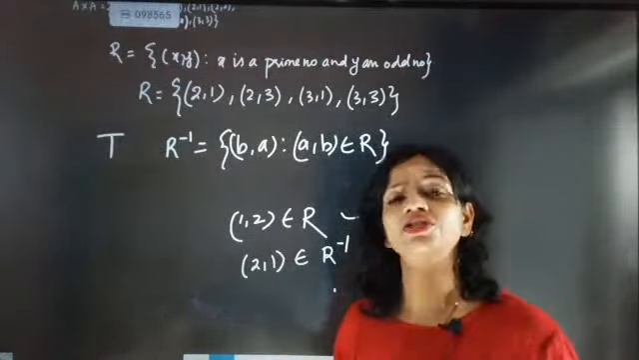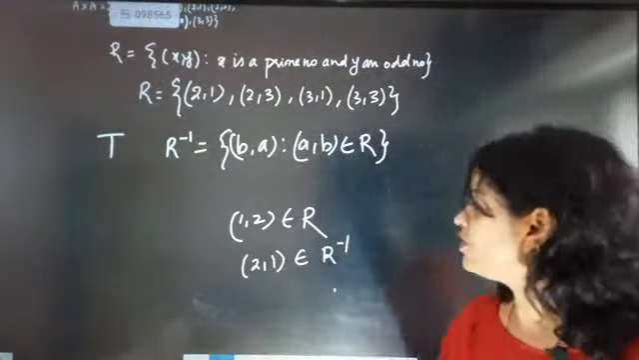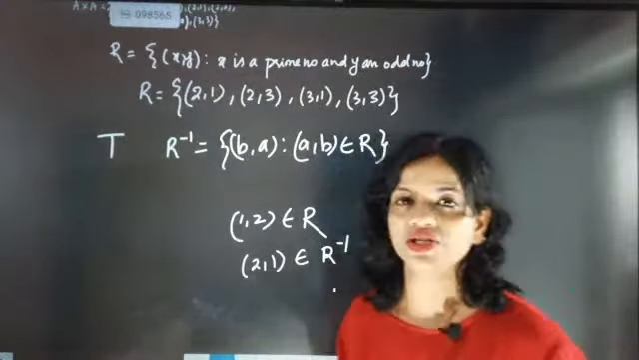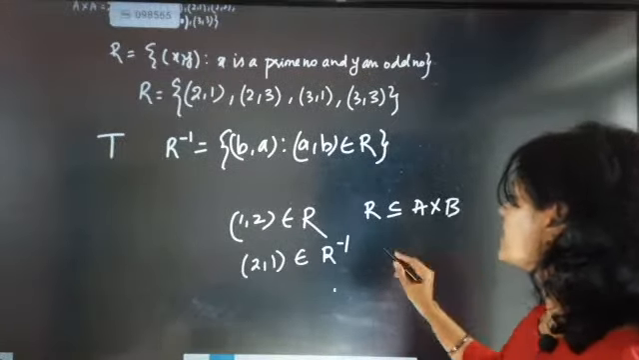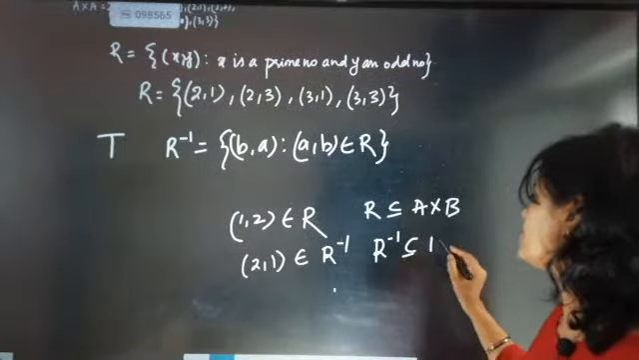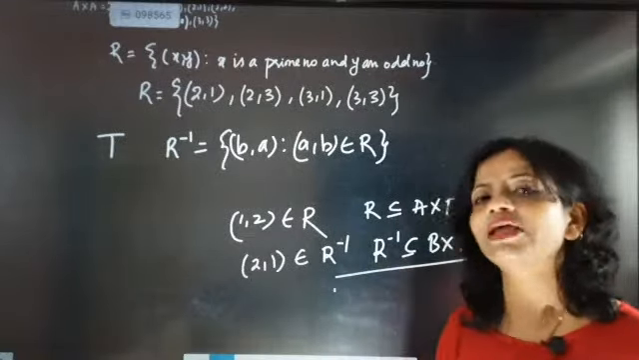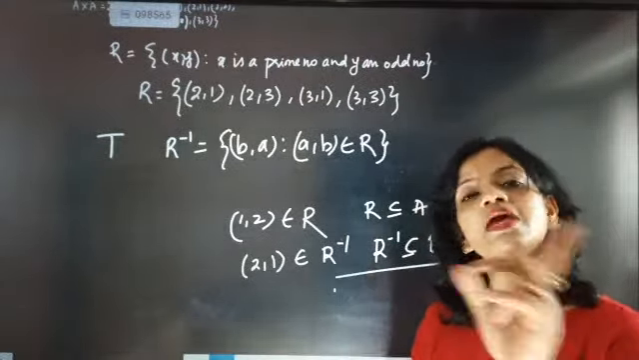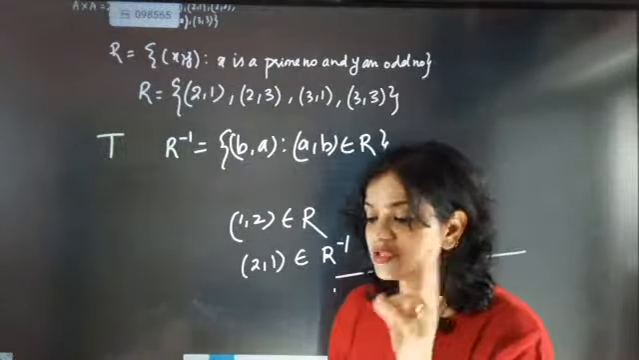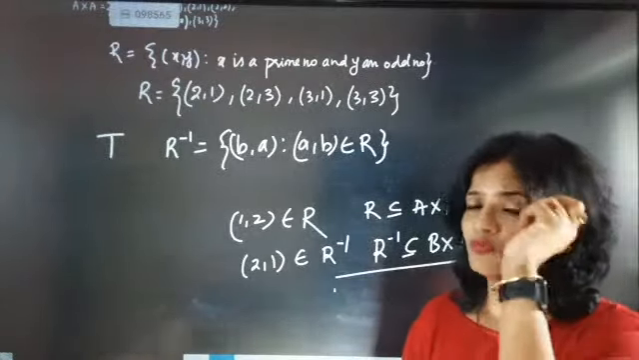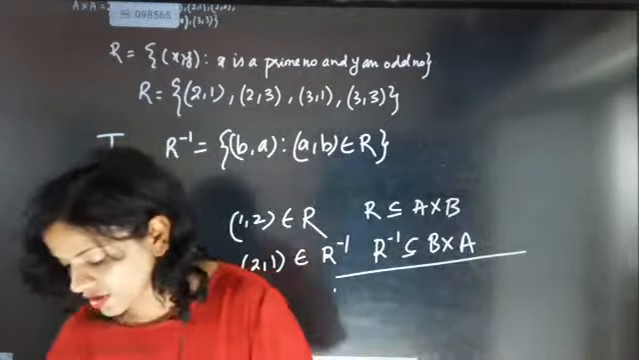And one more important point is that if you are checking the inverse of a relation, then R will be a subset of A cross B, then R inverse will be a subset of B cross A, because whatever Cartesian elements come will not be coming from A cross B, they will be coming from B cross A. So you have to keep this in your mind. These are the most important, trickiest parts where you can make mistakes.